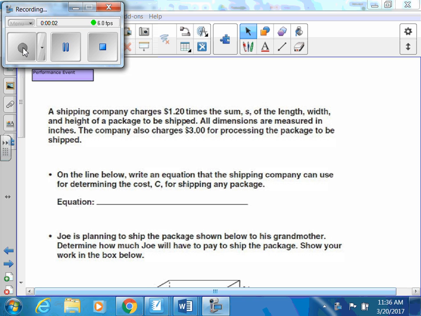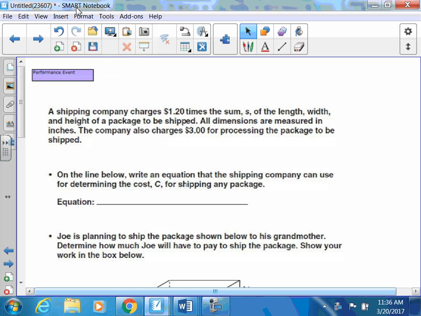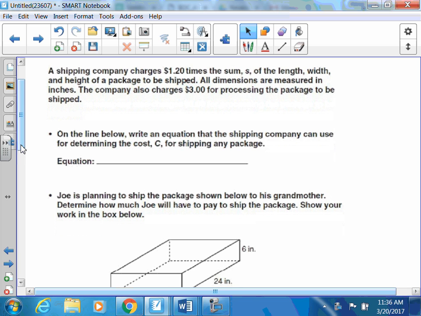Okay, so this performance event is a big portion of your EOC. This is an example of one. Assume you've already read through it and attempted to figure it out. We are shipping a product and we charge $1.20 times the sum of the length, width, and height. So if you're trying to figure out how much it is going to cost us in a package, let's say the length, width, and height is 3, 4, and 5.